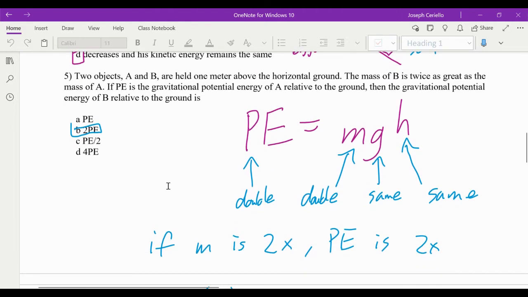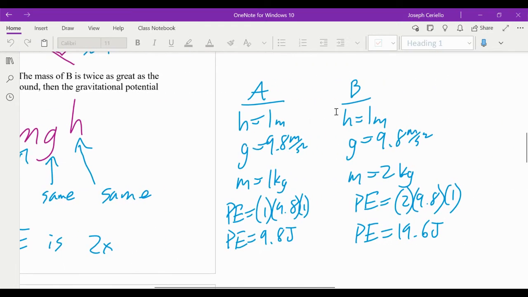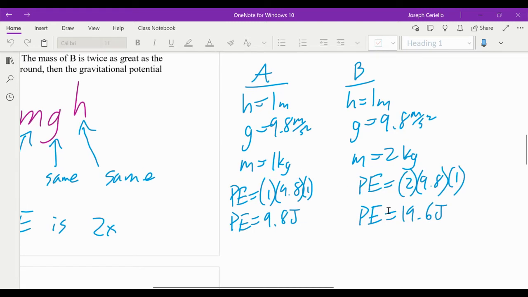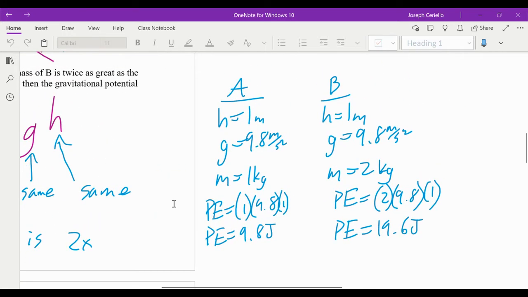And the last one here is basically saying if you double the mass, you double the potential energy. Here's an example. It says they're both at 1 meter height. Little g is the same for both, and B is twice the mass. If you do mgh for both of those, you find that B has twice the potential energy. So that's a nice way to prove it using numbers if that's what works better for you.